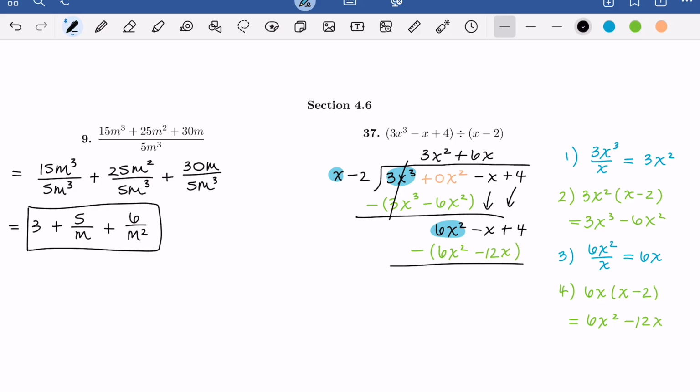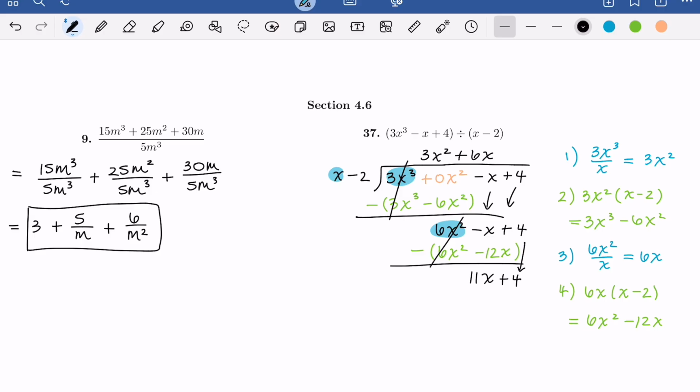So we're going to subtract these guys. These guys are going to cancel. And we're going to have a minus x and then a plus 12x. So this will give us a positive 11x as our result. And then we're going to bring down this constant of 4 here. And then we're going to repeat this process.